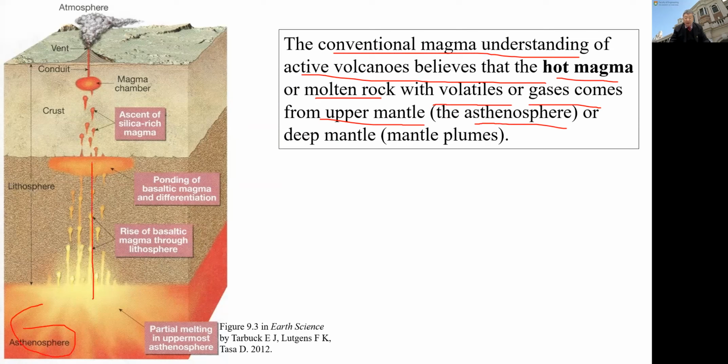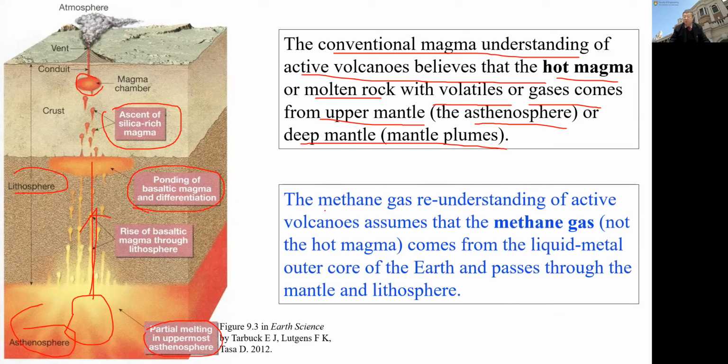Then it comes from here, goes up through the mesosphere, then goes to the chamber here. So the ascent of silica-rich magma, okay, the pond of basaltic magma and the differentiation. Then the formation of some minerals like olivine. So the deep mantle plumes are the concept here. The conventional understanding is partial melting in the upper mantle; the magma forms here and goes upwards.